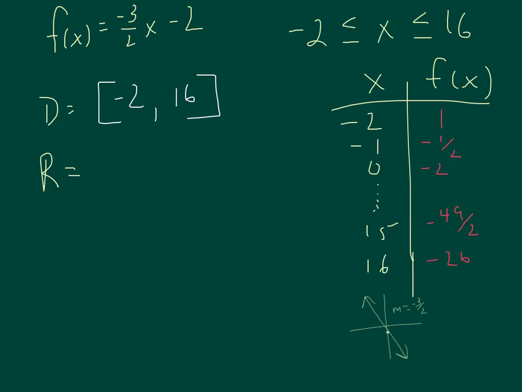I know that we started at an x value of negative 2, but when we phrase the range, we want to phrase it from the smallest value to the largest value. So the smallest value that we have is negative 26, and that is included, and that goes all the way to positive 1. And that's all we have.